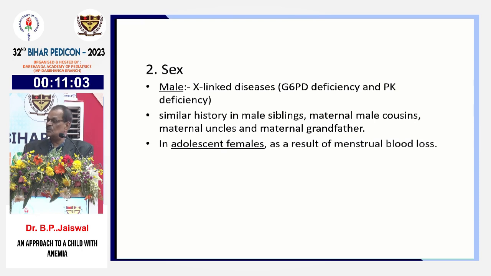Now, sex is also very important because in many diseases, females are the carriers, and the diseases manifest in the males. Therefore, in X-linked diseases like G6PD deficiency, all of us know, and pyruvate kinase deficiency, males will be affected. Similarly, take history in male siblings, maternal male cousins, maternal uncles, and maternal grandfathers; in them, the disease may come in males. In adolescent females, anemia may be a result of menstrual loss. Therefore, sex is also important while you are evaluating anemia.